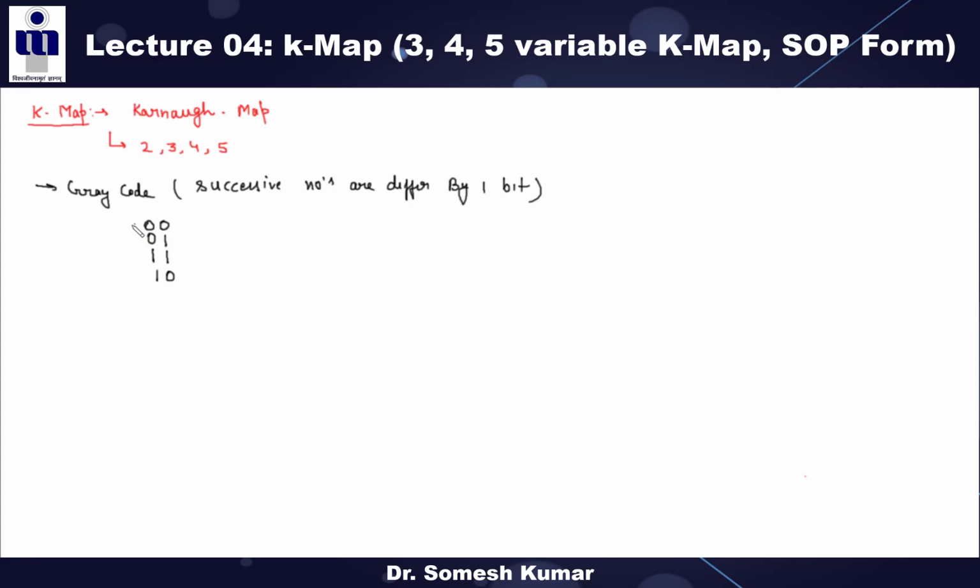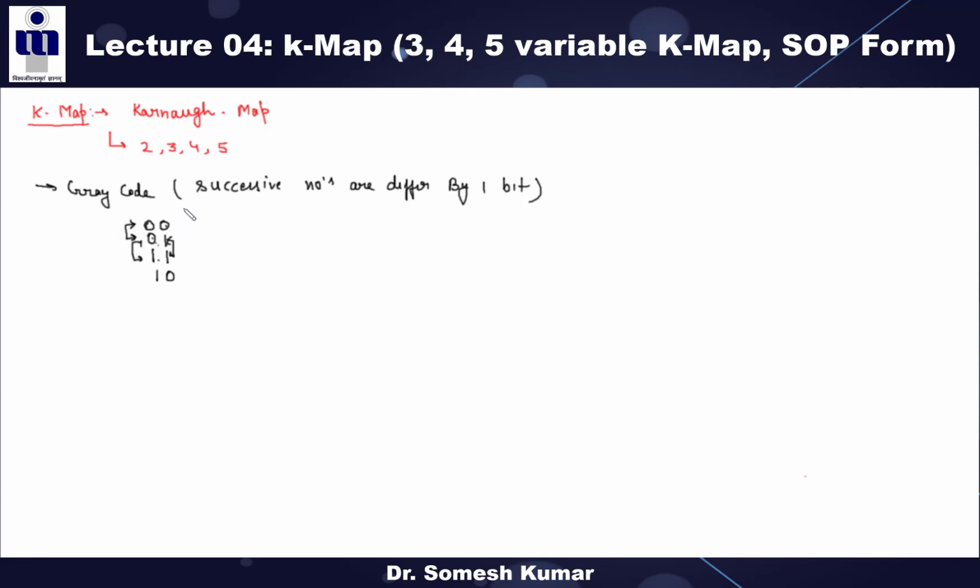What is the difference between the first and the second? This bit is the same; there is a change of the first bit only. In the first number it is 0, in the second number it is 1. Similarly, between the second and third, the first bit is the same and there is a difference in the second bit. So all these successive numbers differ by one bit. This is the meaning of the gray code, and in the K-map, this type of coding is used.